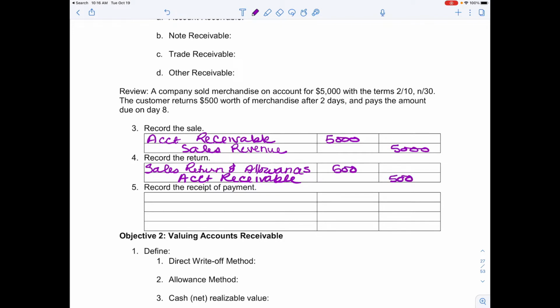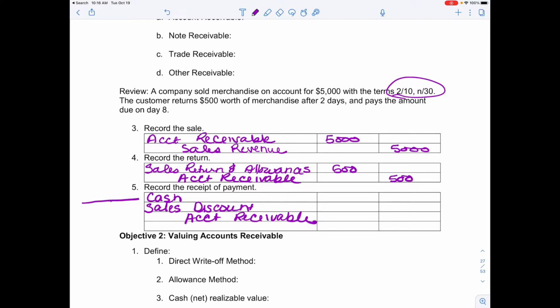And then when they go ahead and make the payment, remember there's those terms that we learned about. The 2 is the % discount if you pay within 10 days, otherwise it's due within 30. So when we record that payment, we're going to get cash, but since they're paying within the discount period, we're going to also debit that sales discount and then clear out the account receivable.